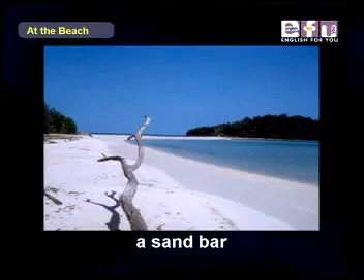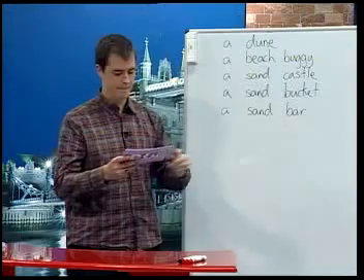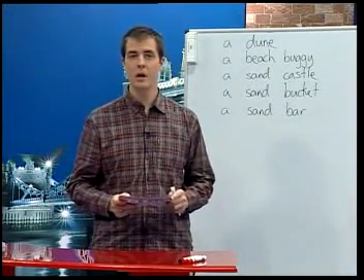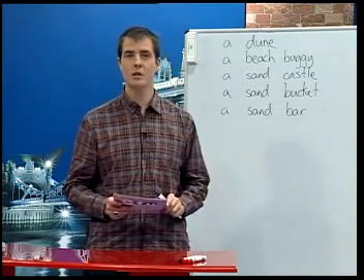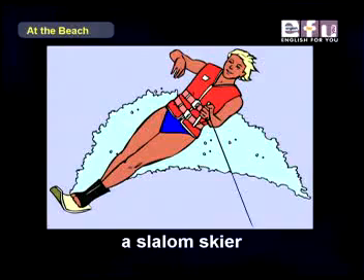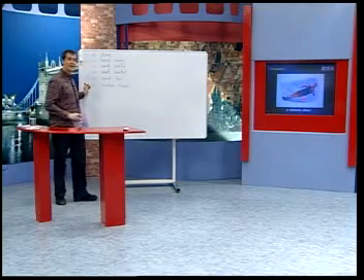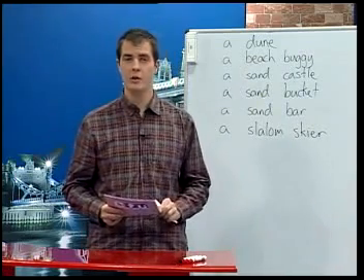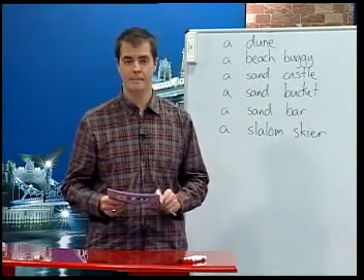Okay, next we have a sand bar. A sand bar is a long pile of sand in the ocean formed by movement of the water. So it's in the ocean. Okay, a slalom skier. A slalom skier is a person who can water ski using only one ski.